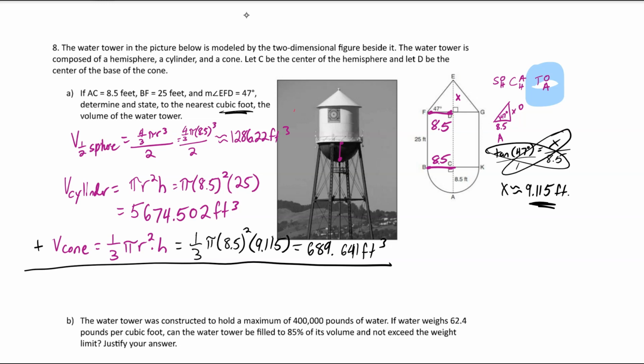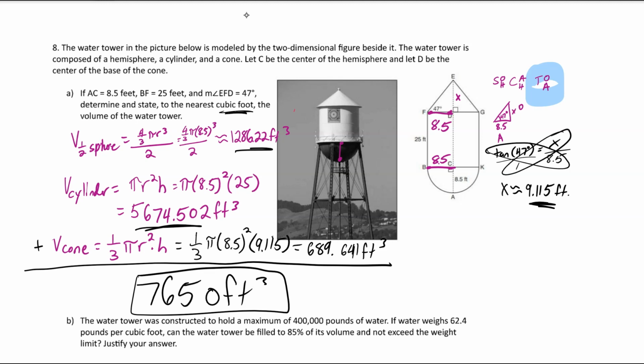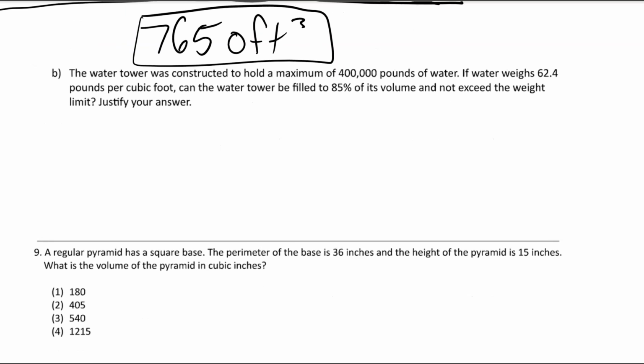The total volume of this water tower would be the sum of all of these, rounded to the nearest cubic foot. If I add those 3 volumes we calculated, the bottom part, this half a sphere, the middle part, the cylinder, and the top part, the cone, that's the amount of cubic feet of volume in this water tower. Now let's say the water tower was constructed to hold a maximum of 400,000 pounds of water. If water weighs 62.4 pounds per cubic foot, can the water tower be filled to 85% of its volume and not exceed the weight limit?